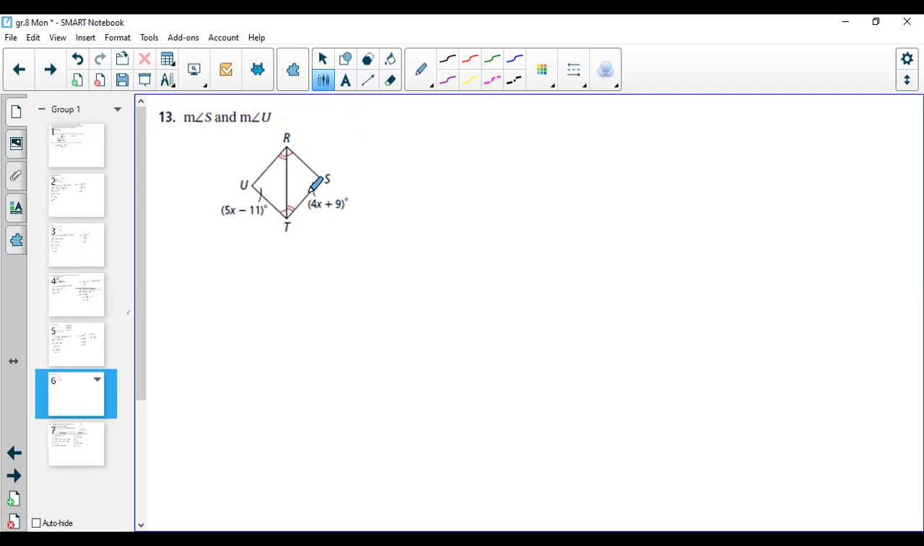So that leaves angle S being congruent to angle U, right? So angle S is 4x plus 9, which is going to be equal to 5x minus 11. So 4x minus 5x is going to be negative 11, negative 9. So there's going to be one negative x equals negative 20.